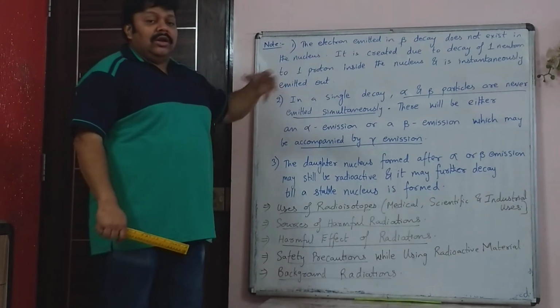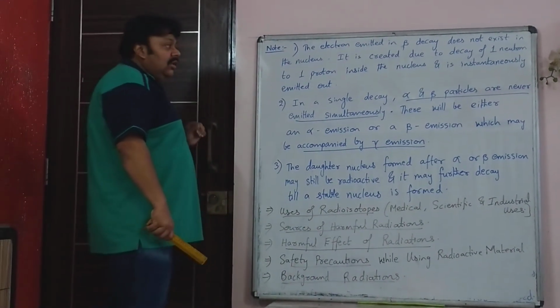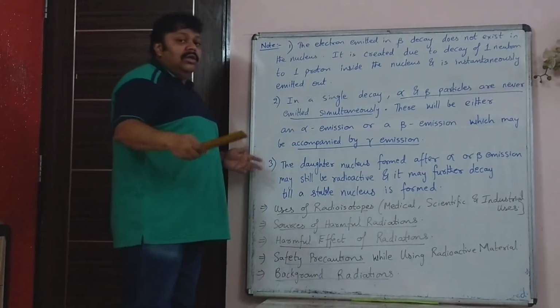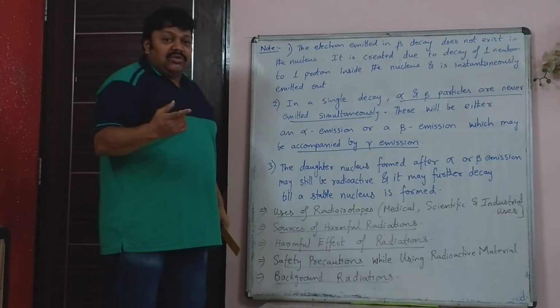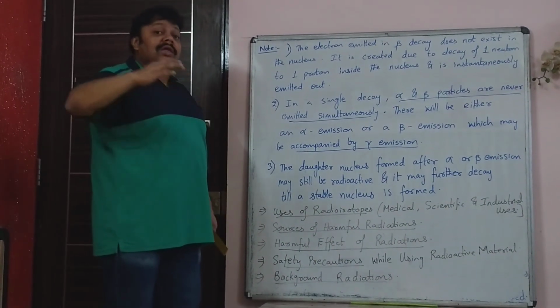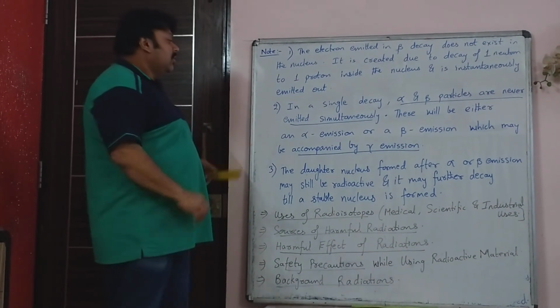It is not that an electron is already existing in any nucleus. There is no electron inside the nucleus. Just the neutron converts to a proton, and when the charge conversion happens, the neutron gives out a negative charge. So that negative charge is immediately emitted out from the nucleus.